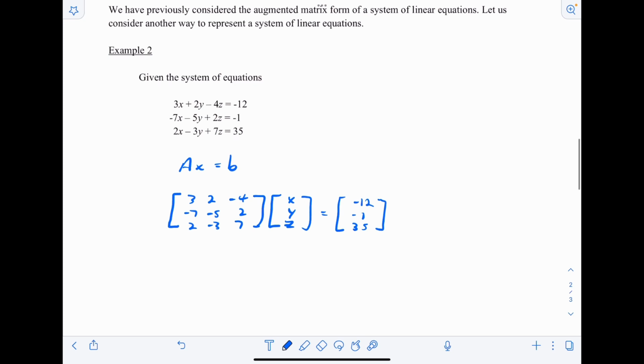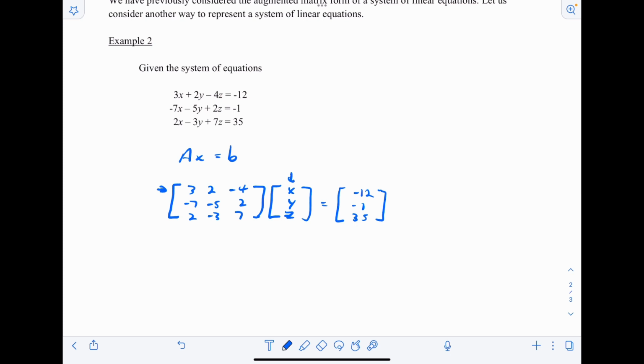So if I take this first row and multiply it by this column, I get 3x plus 2y minus 4z, and then equals the -12 on the other side. So it's just another way to represent the equations using matrices, all right? It begins to play into what we're going to end with about partitioned matrices, but I don't want to get too far ahead of myself.